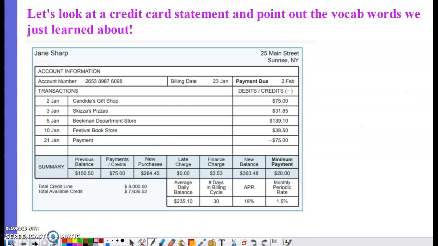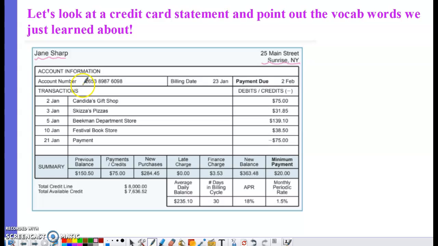Alright, let's go ahead and just look at a little sample of a credit card statement. We can point out some of those vocab words that we talked about, or some of those things we said we'd see on there. On your credit card statement, you're going to see your name, the address, and some account information.